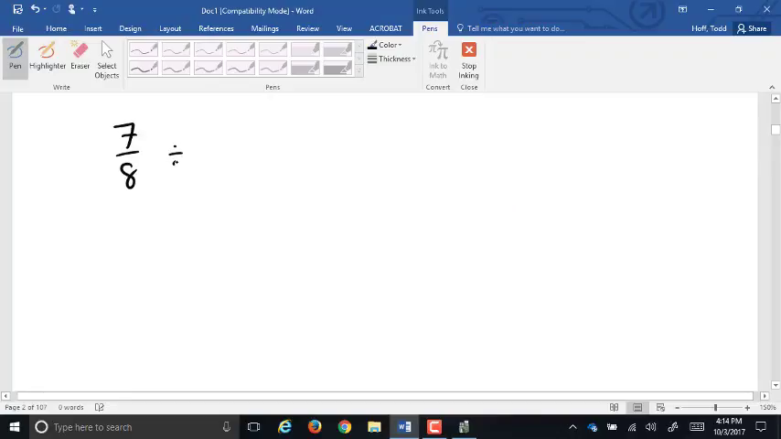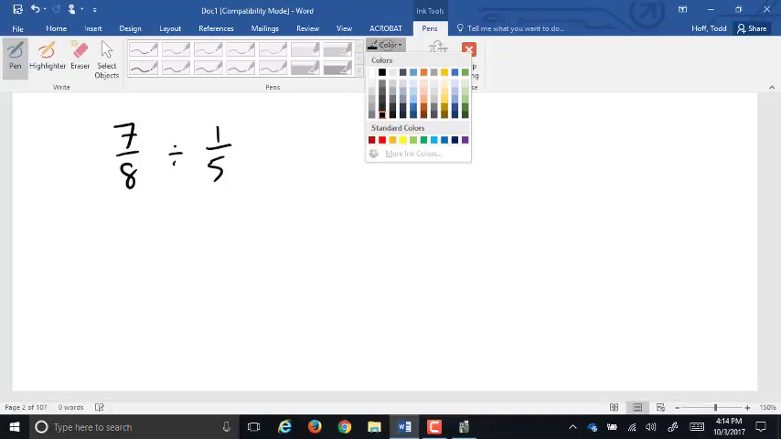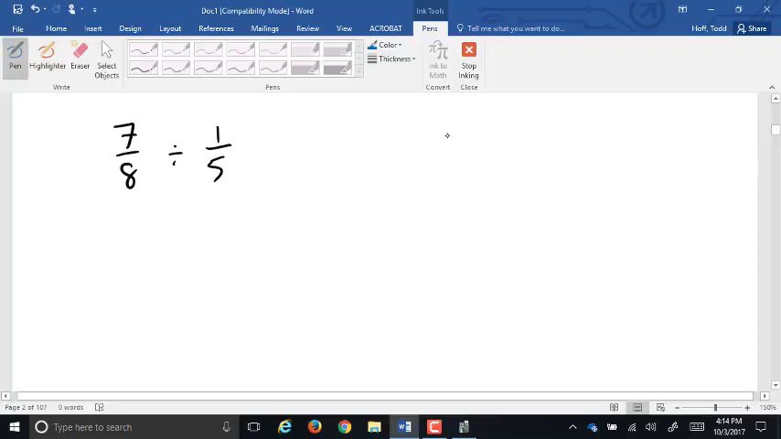So if I have 7/8 divided by 1/5, what am I going to do to divide that out? Does the 7/8 change? No. What changes? We multiply by the 1/5 becomes 5/1.